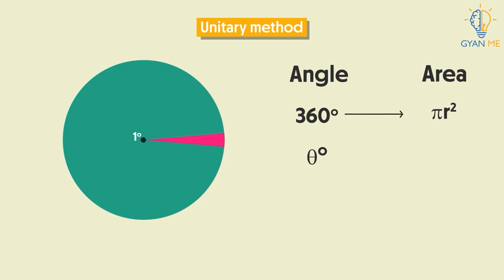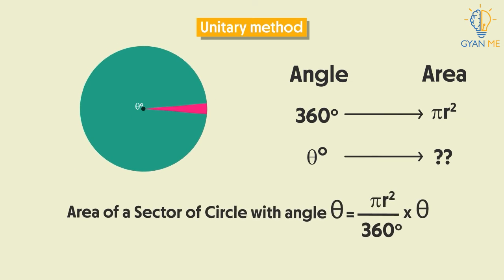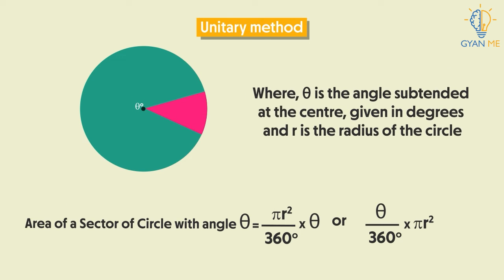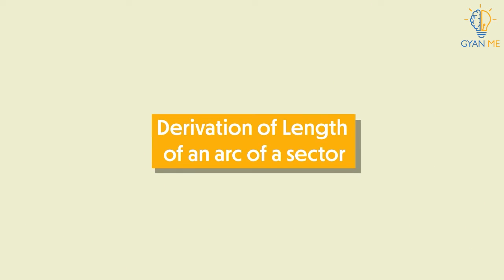So, if the angle at the center is theta, the area of the sector of the circle with angle theta is equal to pi r square upon 360 into theta, or theta upon 360 degree into pi r square, where theta is the angle subtended at the center given in degree and r is the radius of the circle. Now students, let us see how to find the length of arc that makes the sector.